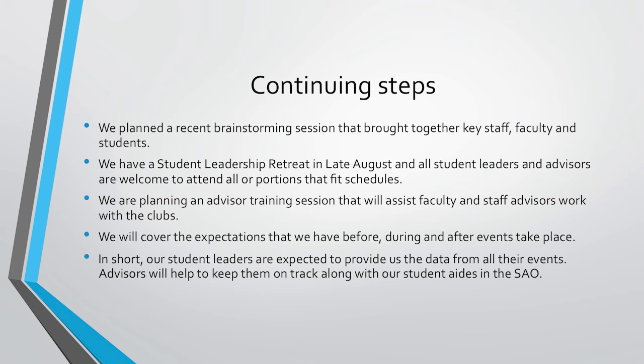We have a student leadership retreat in late August, that this year will be more of a check-in, and we'll do more of a get-together later in the semester. We are also planning a student advisor training. So we have, on average, about 27, 28 advisors for our 35 clubs on campus. These are volunteer roles on the campus with those clubs. So we want to make sure that our advisors know really what we know, so that they can advise more effectively. We will also cover expectations that we have before, during, and after an event takes place.